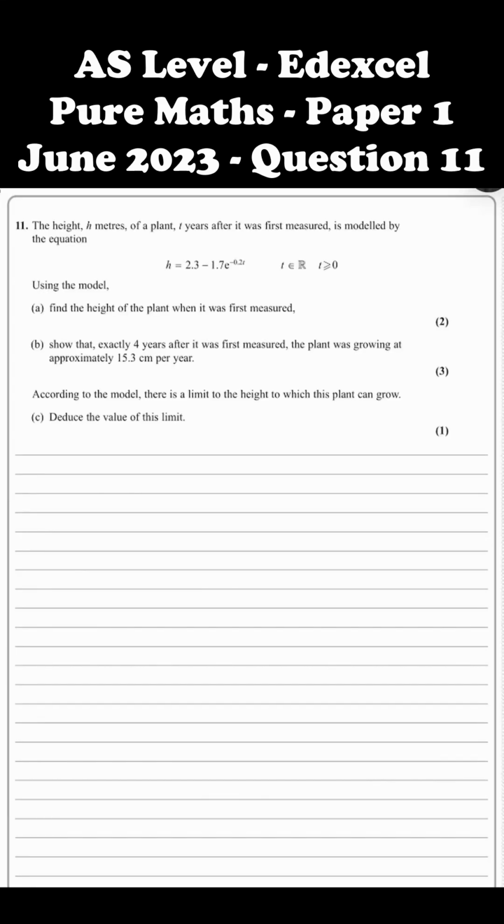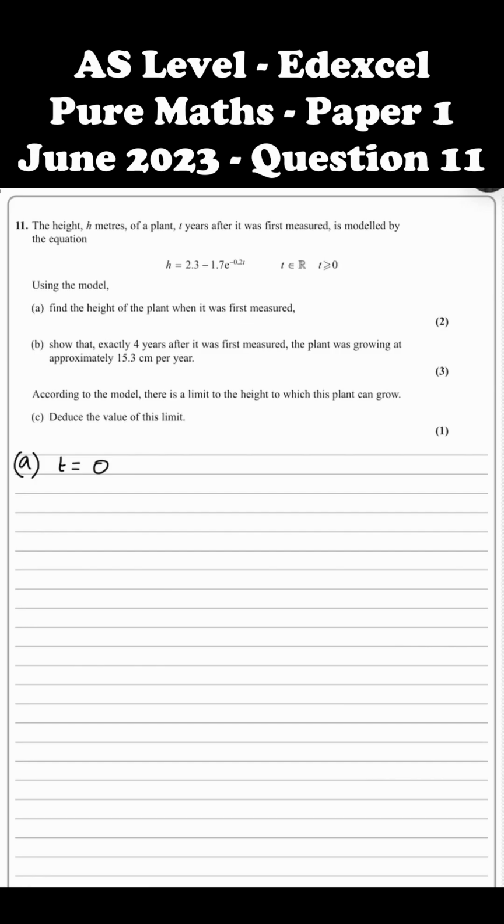Question number 11. The height h meters of a plant t years after it was first measured is modelled by the equation h equals 2.3 minus 1.7 e to the minus 0.2t. T is real and t is greater than or equal to 0. Using the model, find the height of the plant when it was first measured. So all we need to do here is take t equal to 0, as that will be the initial point when it was first measured.